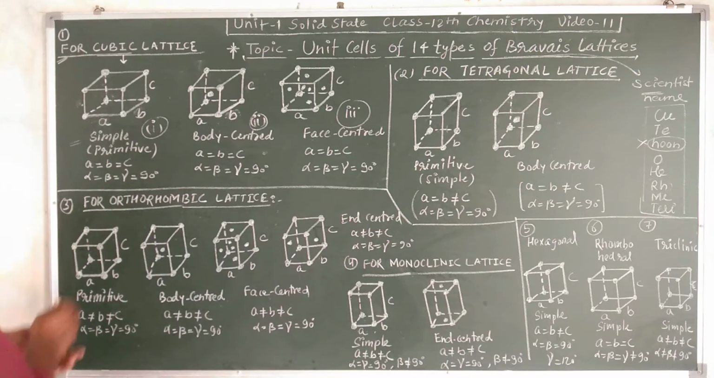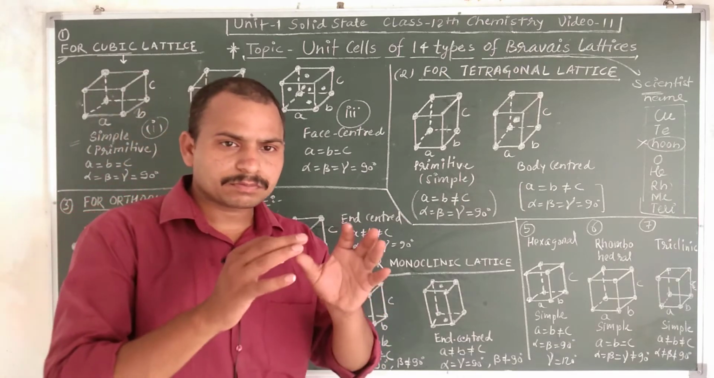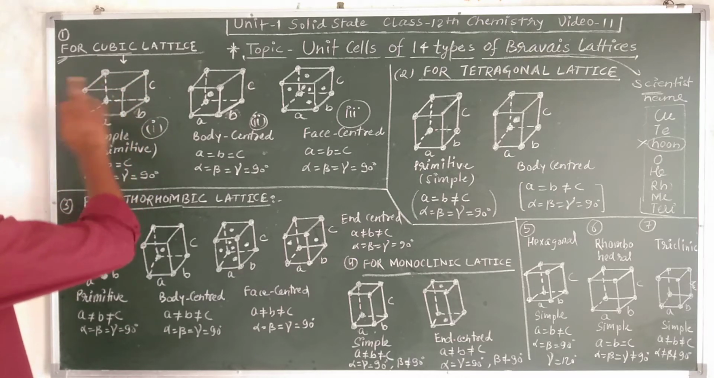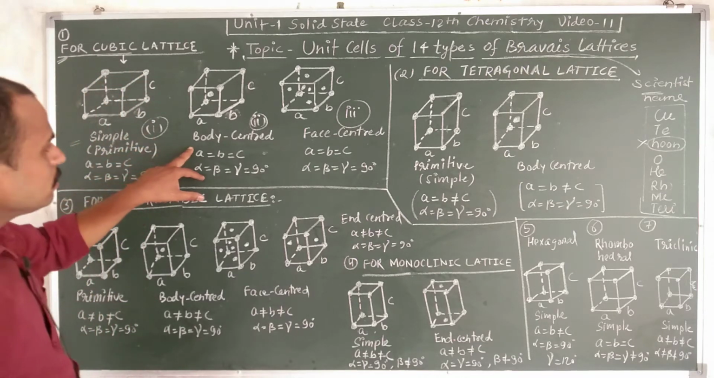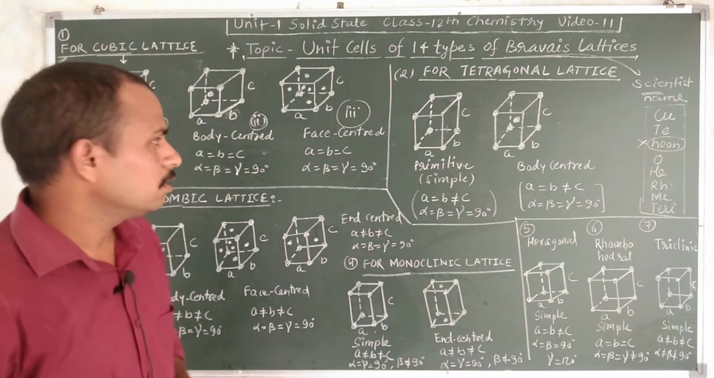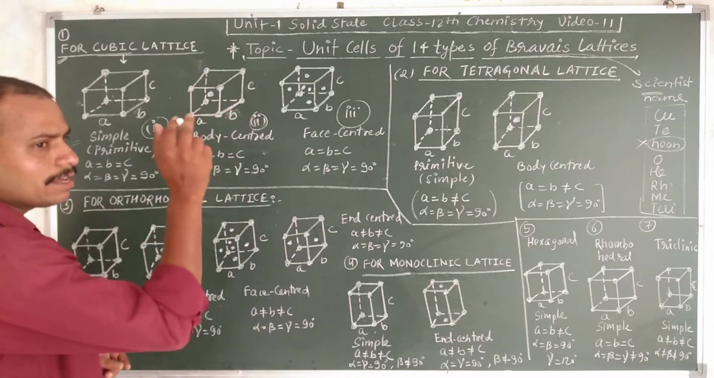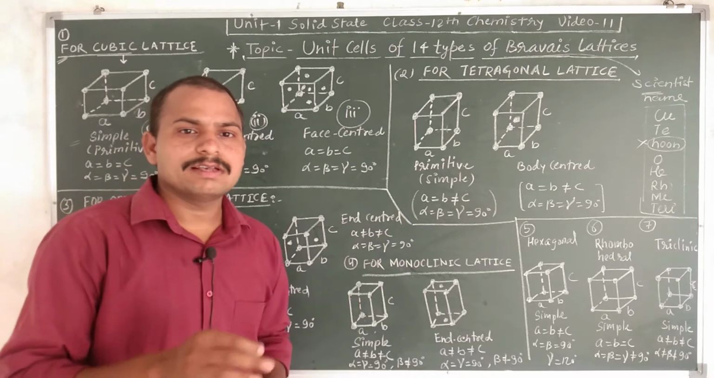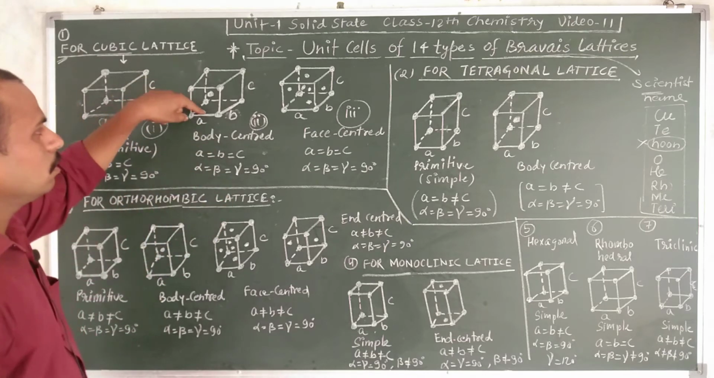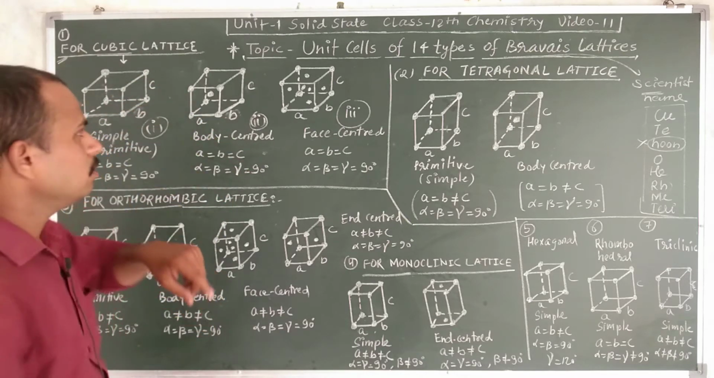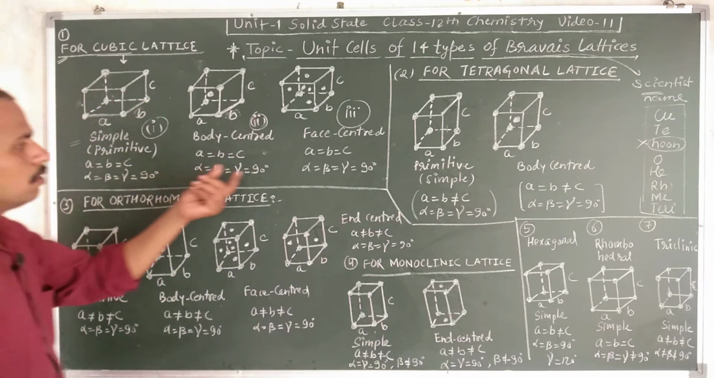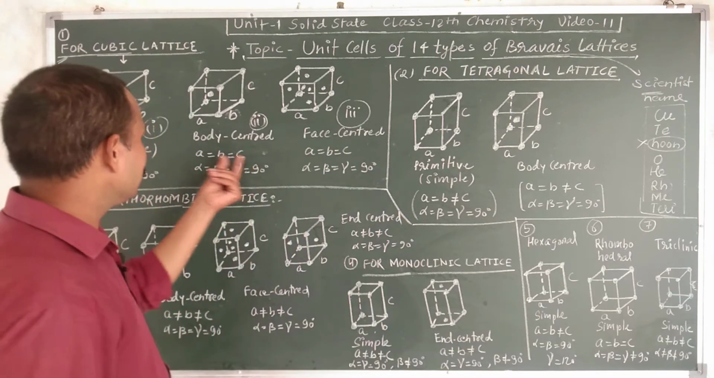Simple cubic is that unit cell in which constituent particles are present at corners only. Body centered is that unit cell in which constituent particles are present at corners as well as one molecule, or we can say atom or ion, present in the body. Rest of all the constituent particles are present at the corners. So this is body centered, simple cubic, and face centered. So there are 3 variations in cubic.